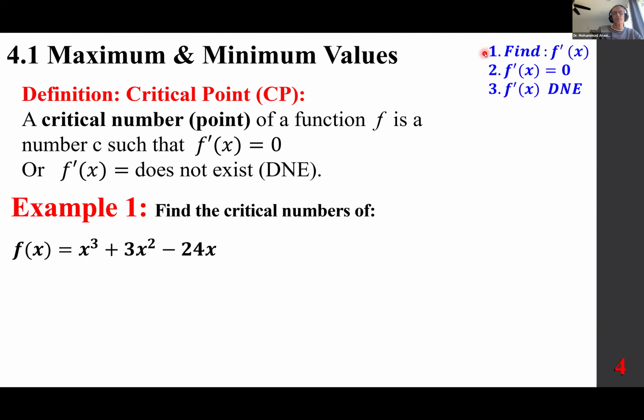Number one, find f prime of x. So I'm going to differentiate this. To find f prime of x, I get 3x squared plus 6x minus 24. Number two, I have to set this equal to 0. To set this equal to 0, I'm going to factor the 3 out. I get 3 times (x squared plus 2x minus 8), and that's equal to 0.